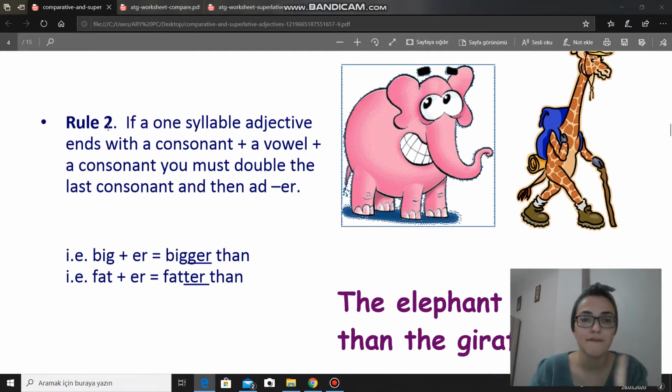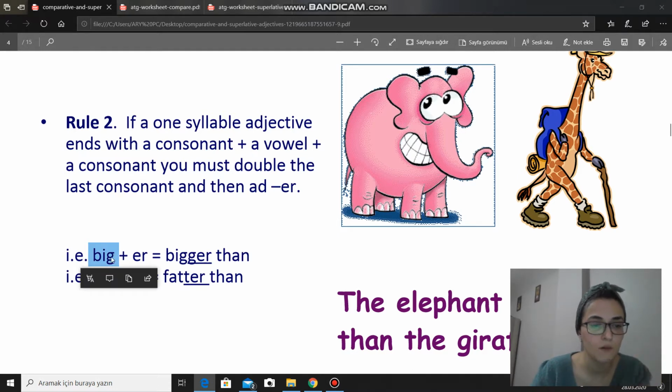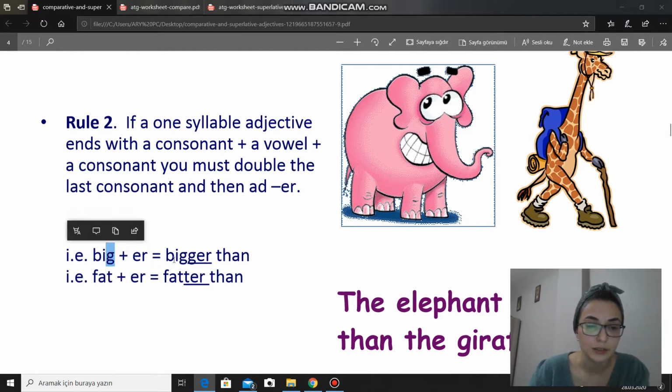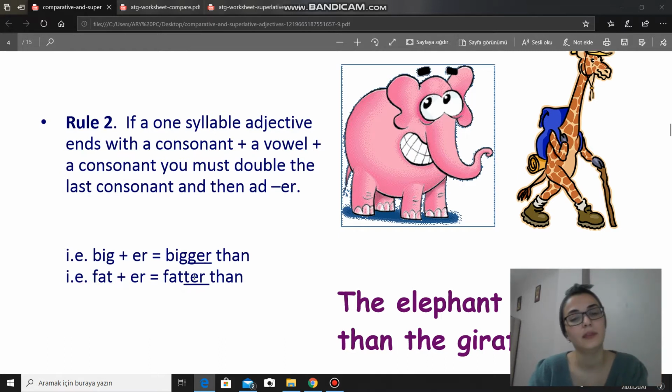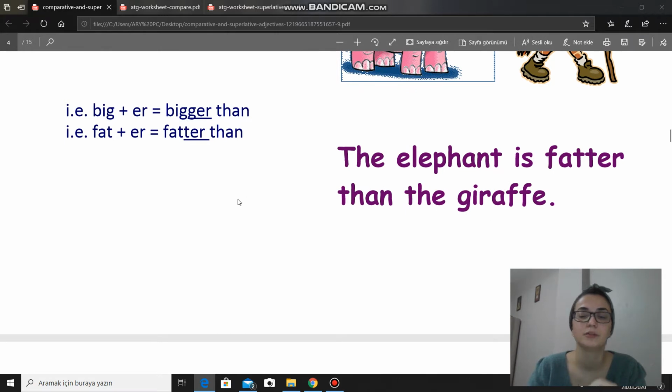Second rule, if a one-syllable adjective ends with a consonant, vowel, a consonant, you must double the last consonant. And then we add er. For example, big. Consonant, vowel, consonant. Sessiz, sesli, sessiz harf kombinasyonu. So we double the G here. Bigger than. Fat. Consonant, vowel, consonant. So we double the T, then we add er. Fatter than. The elephant is fatter than the giraffe.